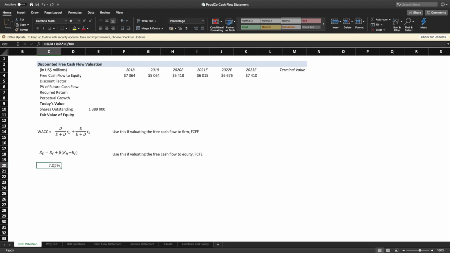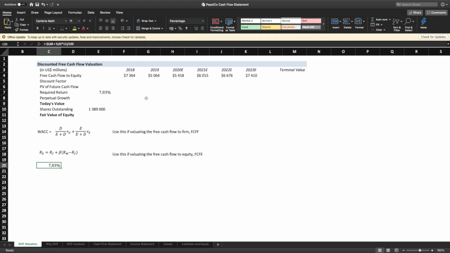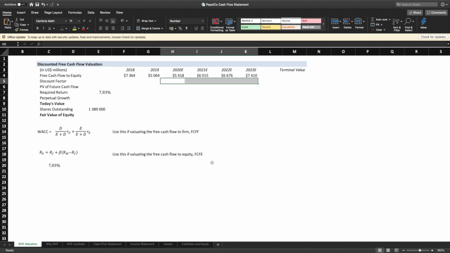So let's go ahead and copy this cell in here. 7.83% is the required return for us with the current market parameters, which are, of course, up to date. Let's make this cell a percentage, and all of these. Of course, we're not going to discount the previous years, so for the years that we actually are going to discount, we can simply format them as number cells.